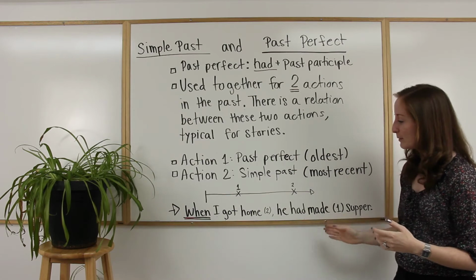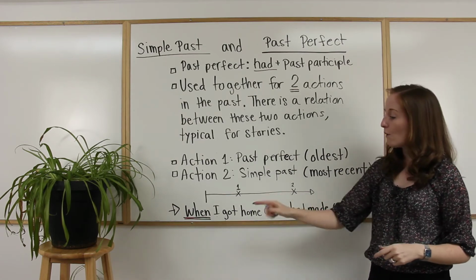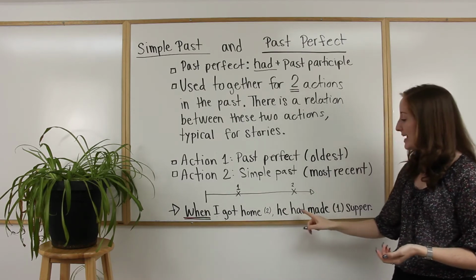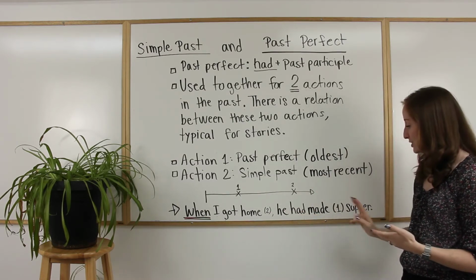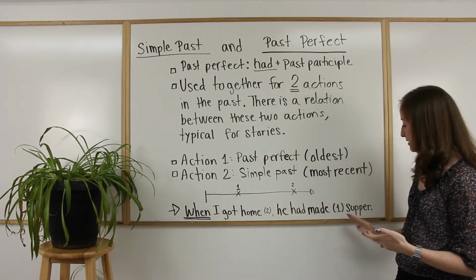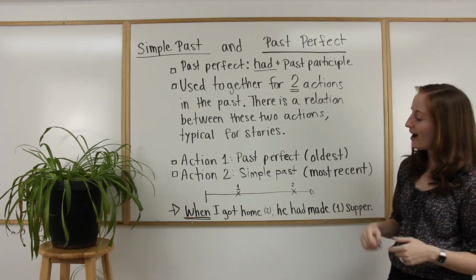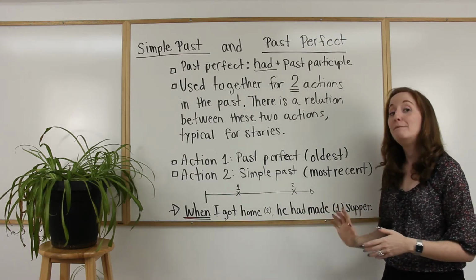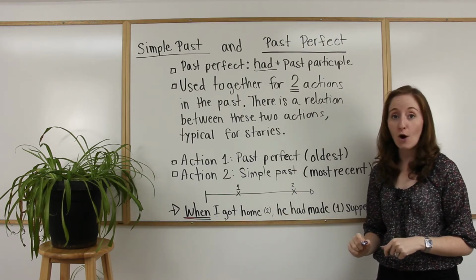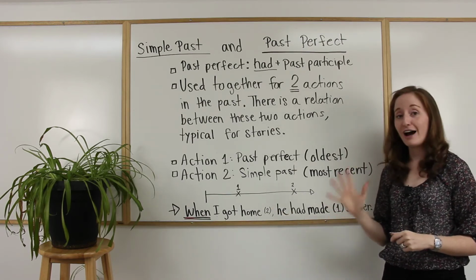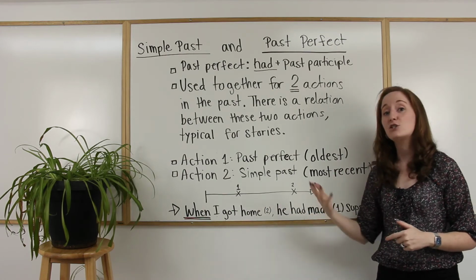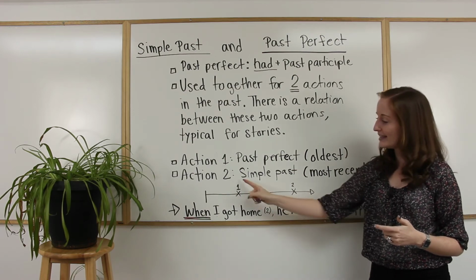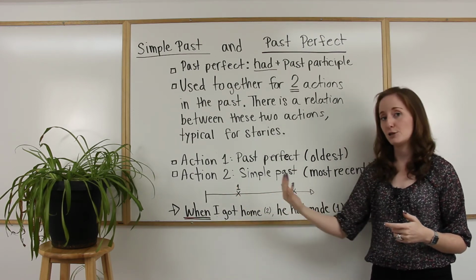Here, we have an example to illustrate this idea. When he got home, action number 2, so the most recent one, he had made, past perfect, action number 1, so the oldest, supper. So again, when he got home, he had made supper. So the supper was made before the person arrived home. So if the supper was made around 5 o'clock and the person arrived at 6 o'clock, then this action at 6 o'clock is simple past and the action at 5 o'clock is past perfect.